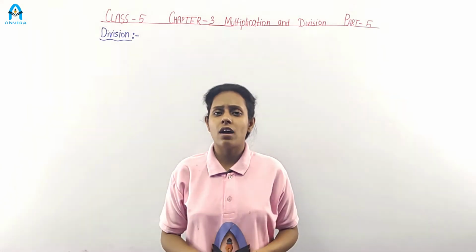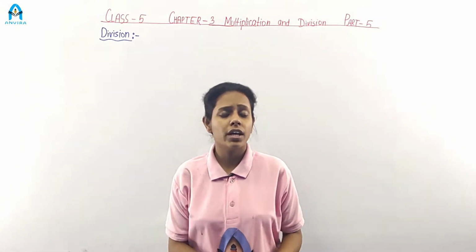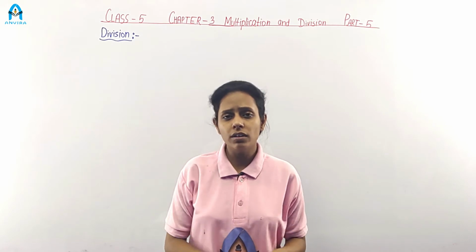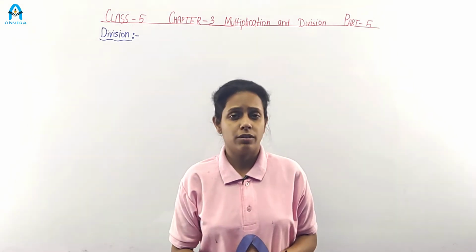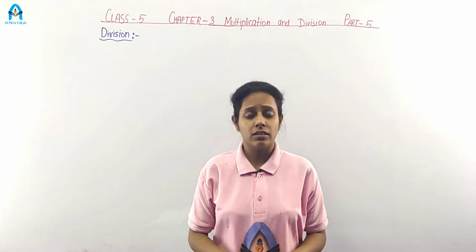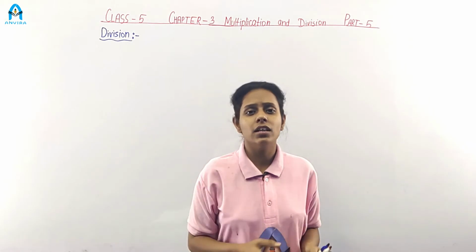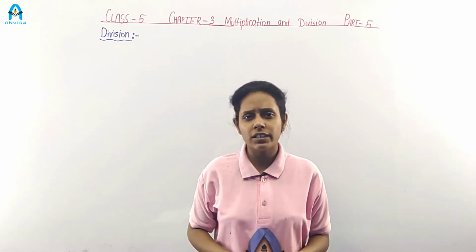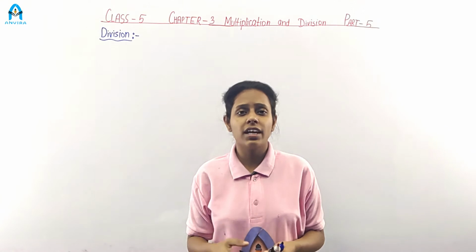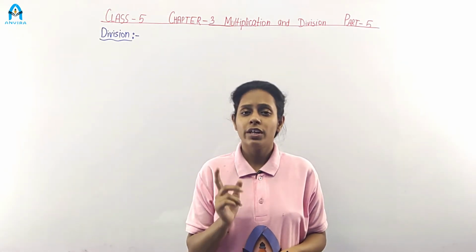Today we will start our next part for chapter 3. In our previous part, we learned about multiplication. In this part, we learn about division. So what is division? The definition of division is breaking a number into equal parts. Let's take an example to understand the topic of division.